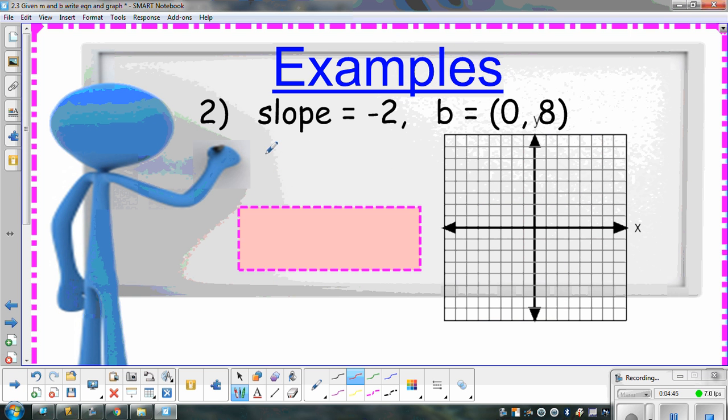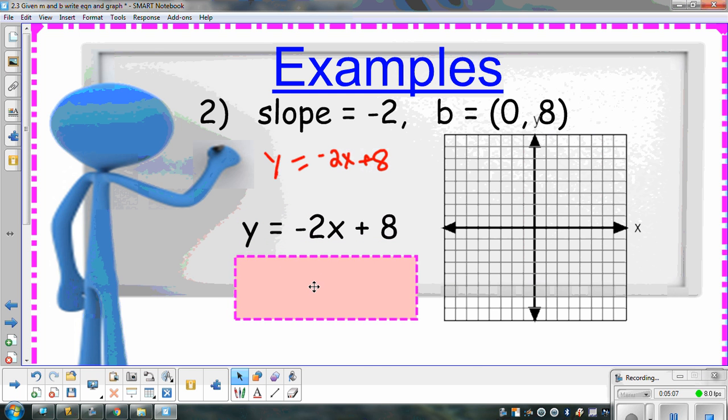A slope of negative 2 with a y-intercept at 8. So you're going to write y equals, attach your slope to the x, negative 2x, and it's a positive 8, so plus 8. So we need to be able to get our equation to say y equals negative 2x plus 8.